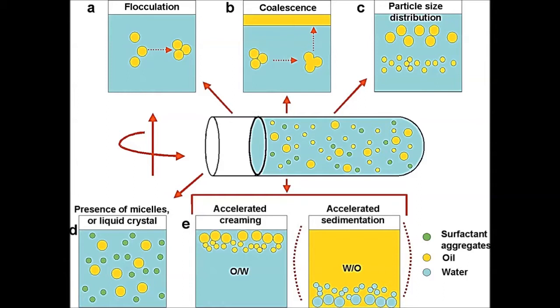The next type of instability would be creaming. Creaming occurs when oil droplets move upward due to gravity as they have lower density than the surrounding liquid. The last and the fourth type of instability would be sedimentation. Sedimentation occurs when droplets move downward due to their higher density than the surrounding liquid.